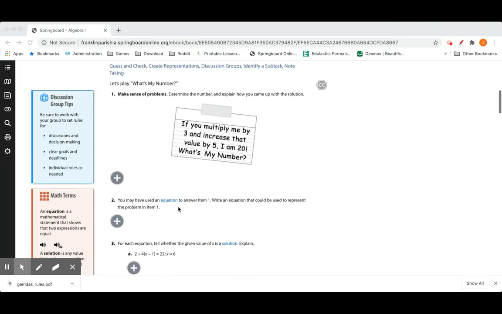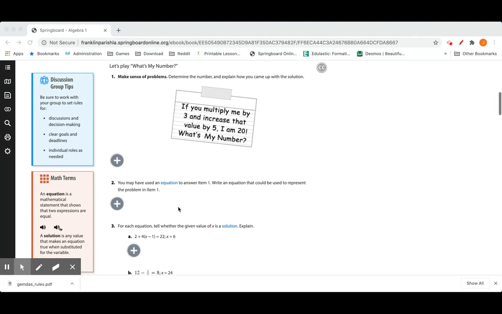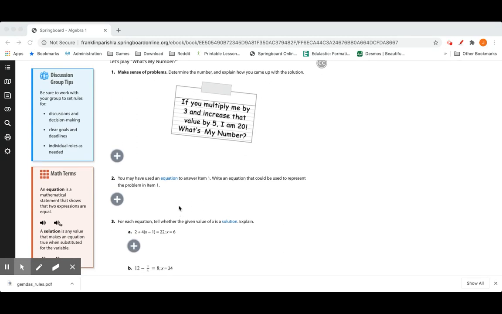Number 1, make sense of problems, determine the number, and explain how you came up with the solution. If you multiply me by 3 and increase that number by 5, I am 20. What's my number?